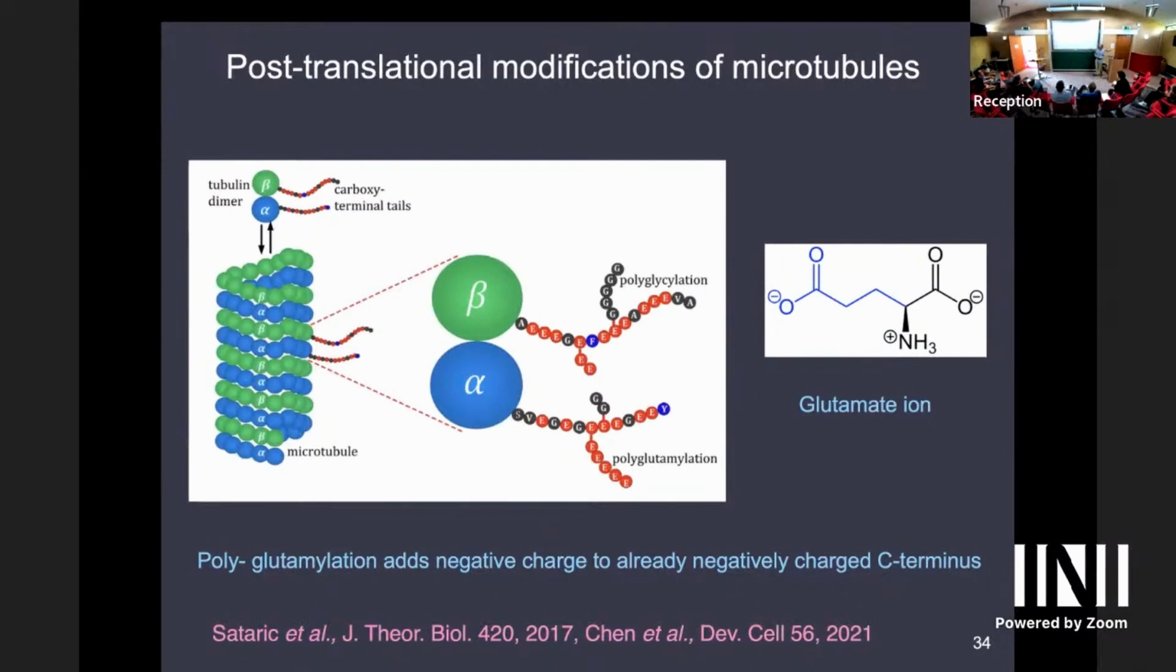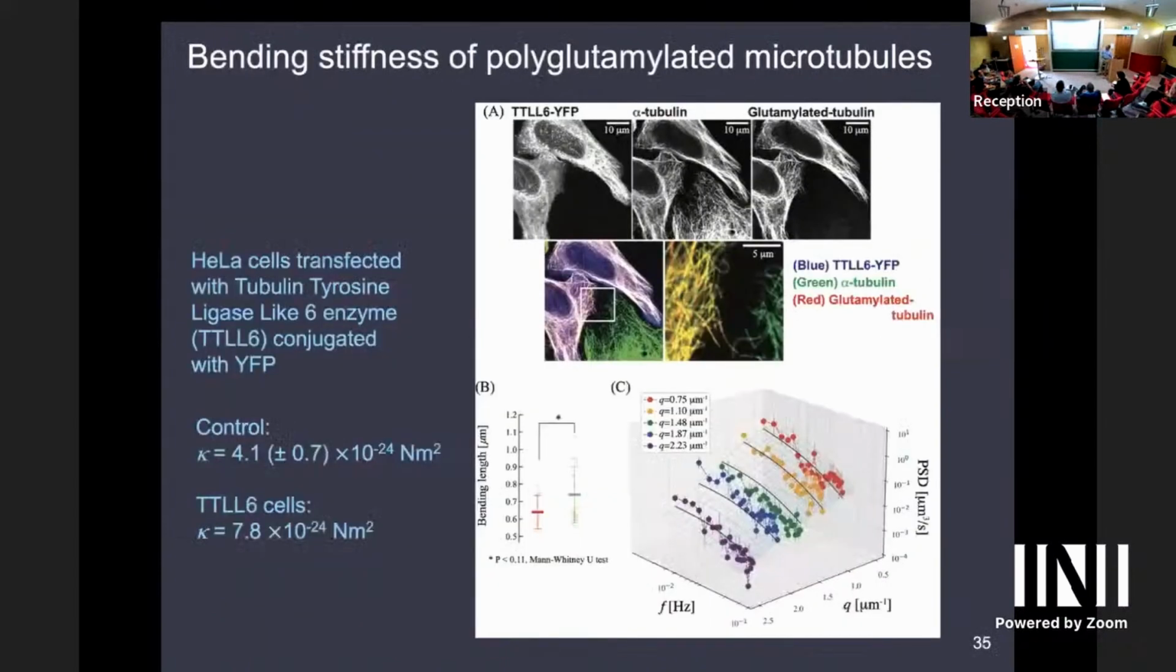Antonina Ronetchak at NIH is a specialist in these post-translational modifications of tubulin, and we worked with her. And she gave us the plasmid for a particular enzyme. It's called the tubulin tyrosine ligase like 6 enzyme, TTLL6 short. So more than 3 letters. Usually there are always 3 letters. And it's conjugated with YFP. So we can see it, and you can check if it's expressed in the cell.